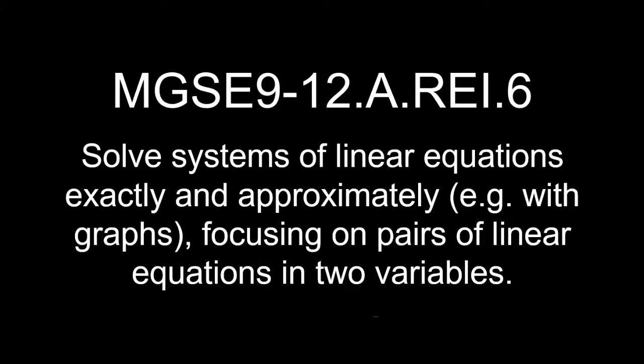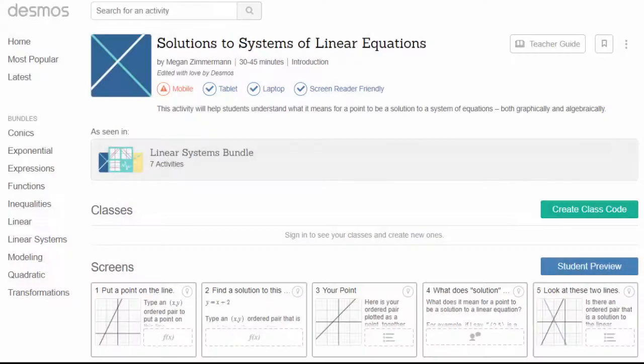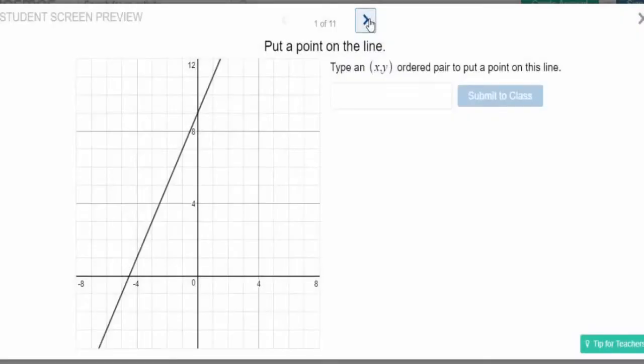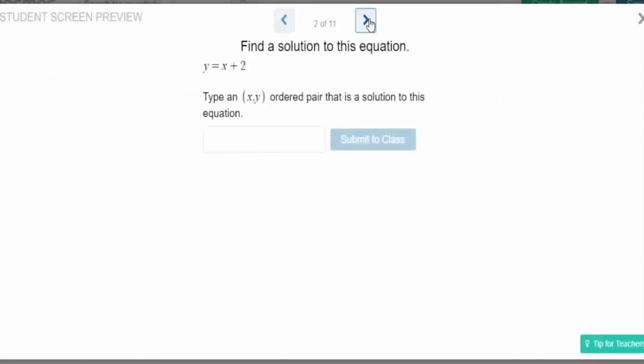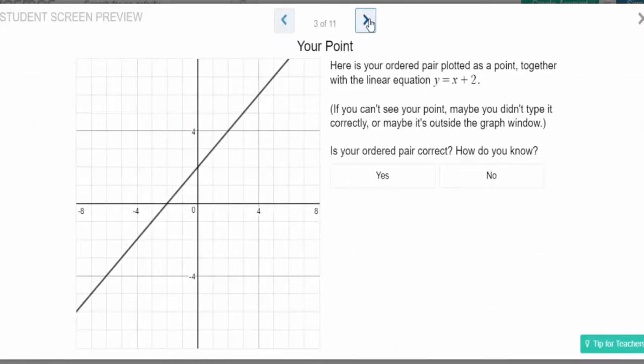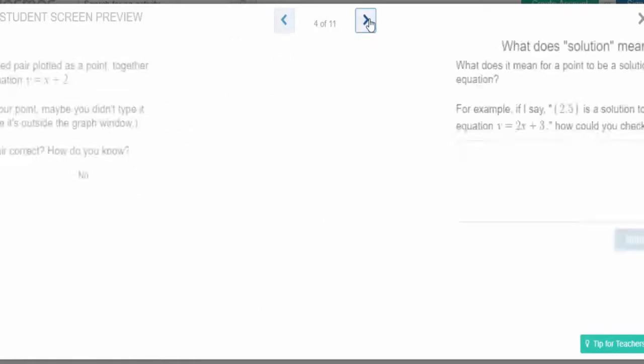This standard requires students to make an approximated solution for systems of equations through graphing. The Desmos activity, Solutions to Systems of Linear Equations, helps students to understand what it means for a point to be a solution both graphically and algebraically. As students work through this Desmos task, they begin to see that the ordered pair that they created intersects with the line created by the equation y equals x plus 2.